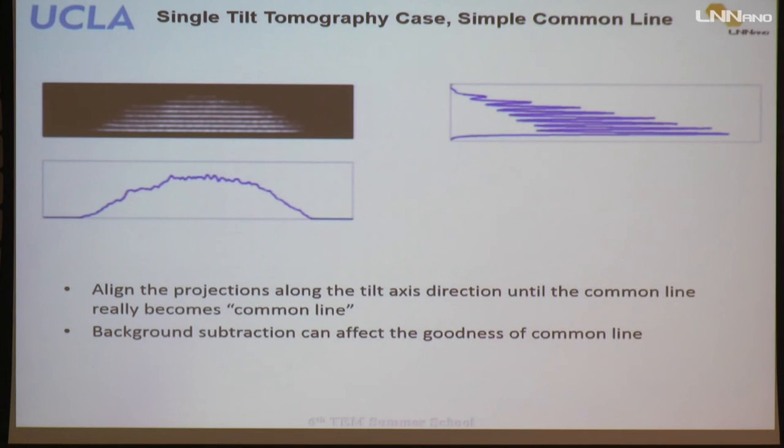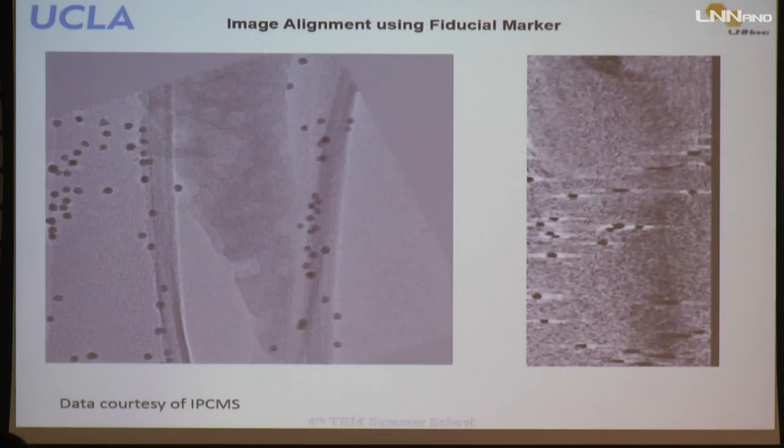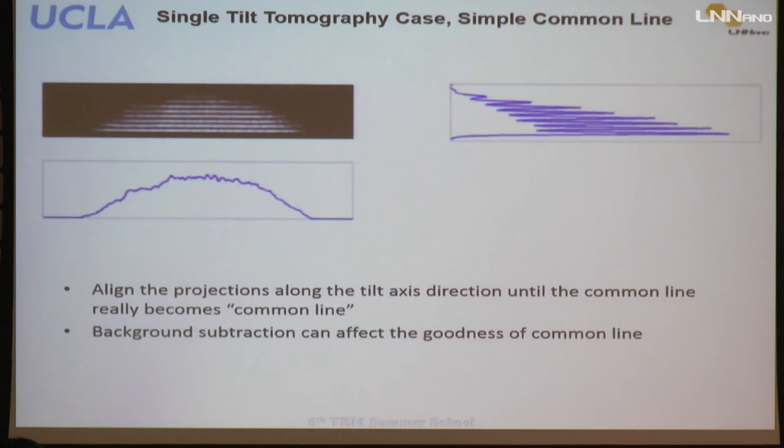So this is after aligning using the common line for this one. This one rotates and changes shape, but this one is staying the same. So after common line alignment, this is stationary. This is a simulation, and you don't get this perfect common line in a real case, but after good common line alignment, all projections should show the same, very similar common line.